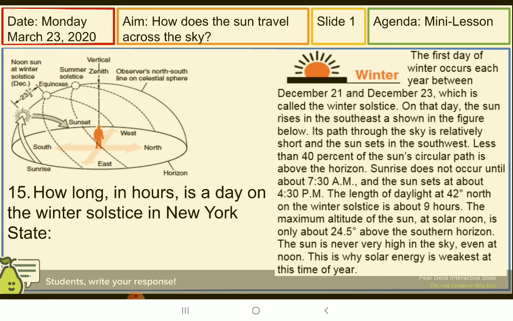So the length of daylight at 42 degrees north on the winter solstice is about 9 hours. So we only get 9 hours of daylight, which is only 40% of the day we have sunlight, which is why during the winter you guys feel so tired.